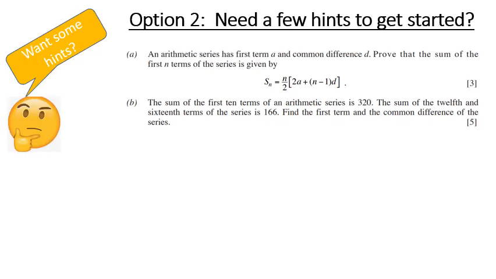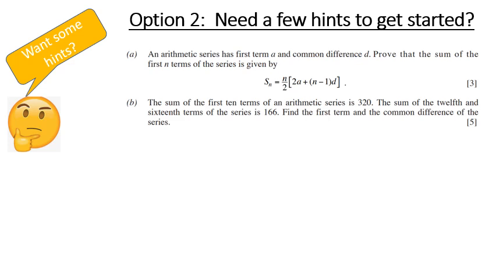If you haven't tried the question on your own first, then make sure you press pause now. But if you're watching this slide, then it means that you've tried the question already and you need a few hints to get started. So in question A, we've got an arithmetic series which has a first term A and a common difference D, and we've got to prove the formula for the sum of the first n terms.